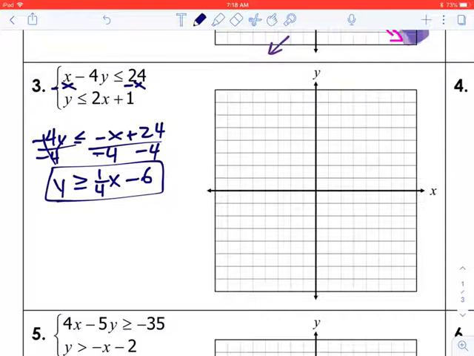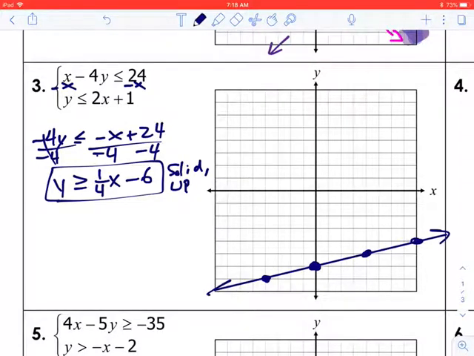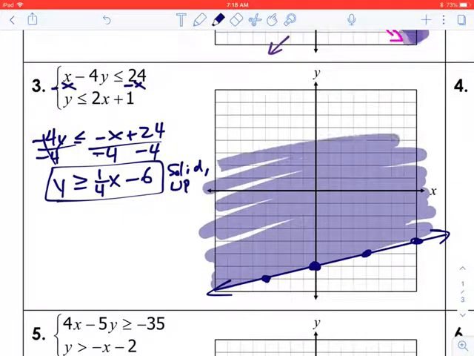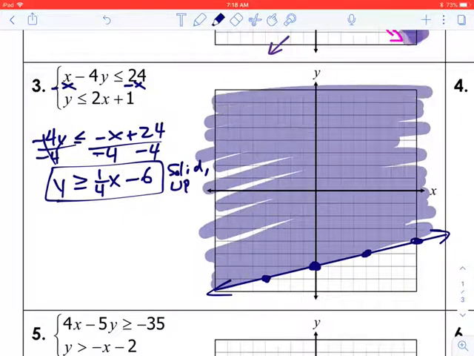So negative 6 is here. And I'm going up 1 over 4. Up 1 over 4. And I can go down 1, left 4. And that is a solid line. And it should be shading up, since it ended up being greater than. Okay, so there's that. And when I shade, I'm going up, since it's greater than. There we go.